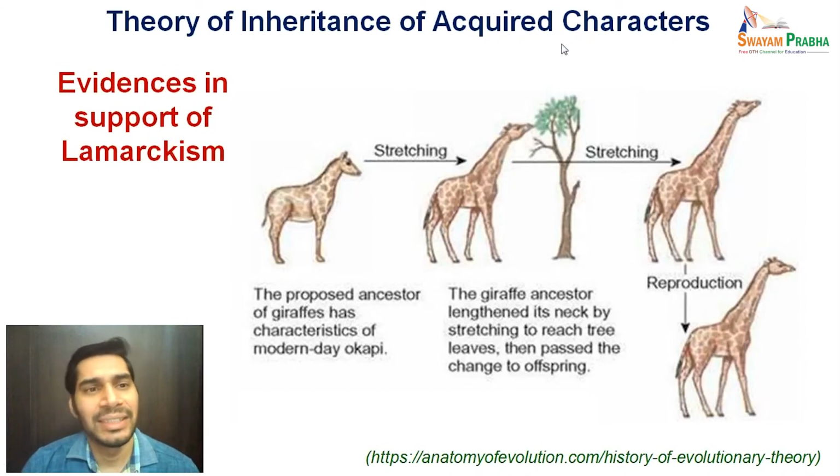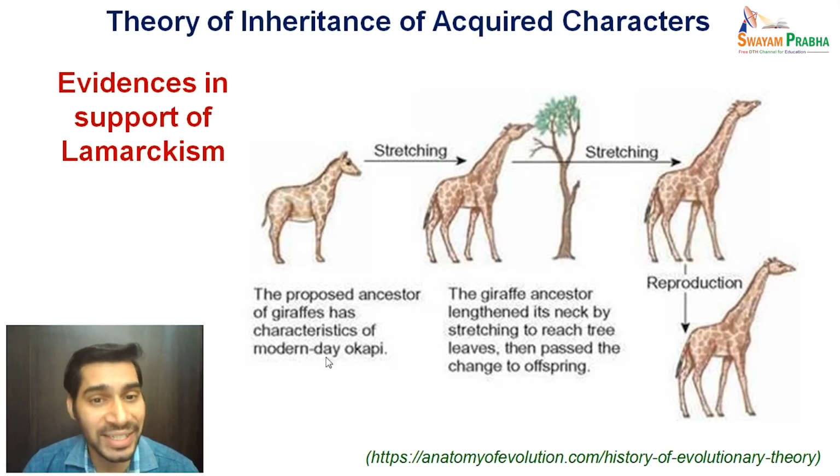Now let us discuss some of the evidences which he has put forward to support his theory of inheritance of acquired characters. This is a very common example which you might have read or heard in your earlier classes in school as well. The giraffe story. According to this example, the proposed ancestor of the giraffe was not that long, neither in overall body length nor the length of the neck.